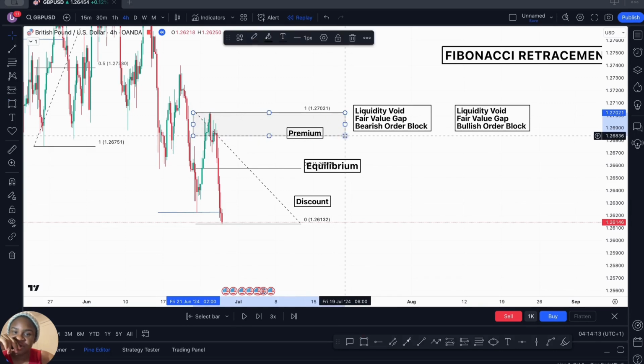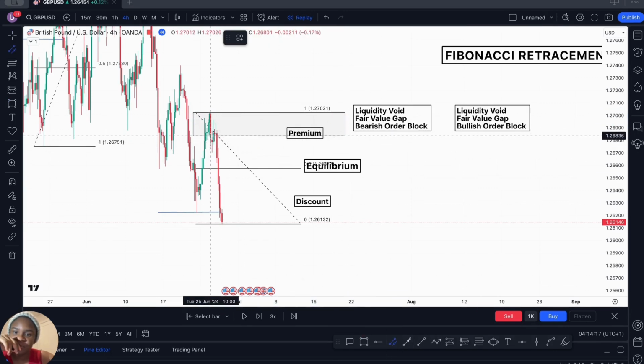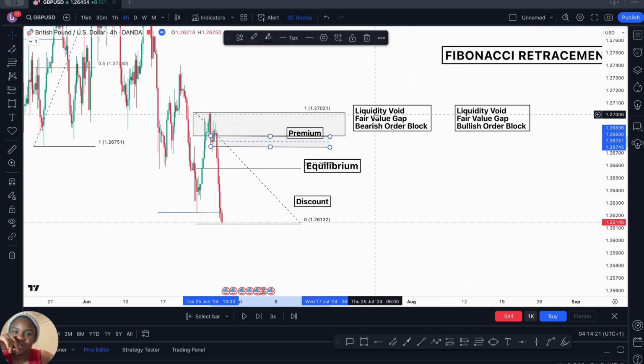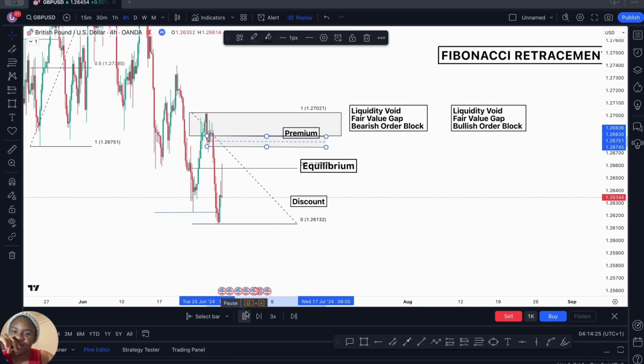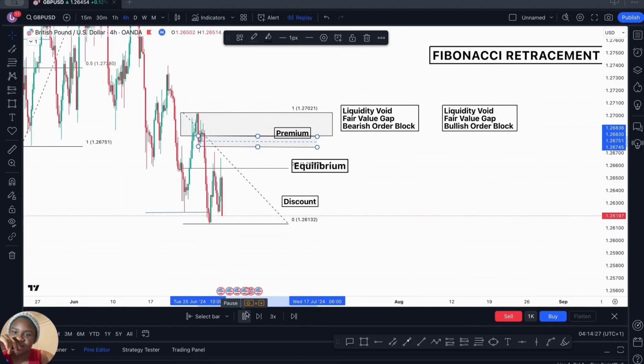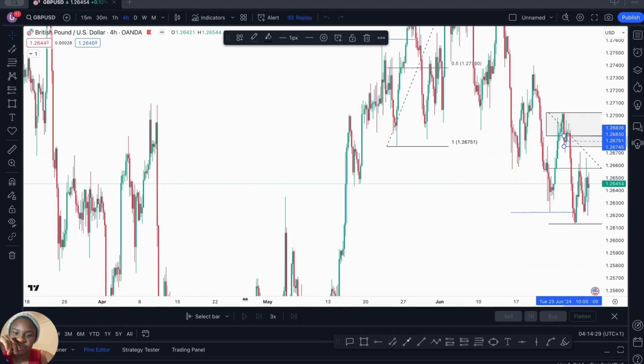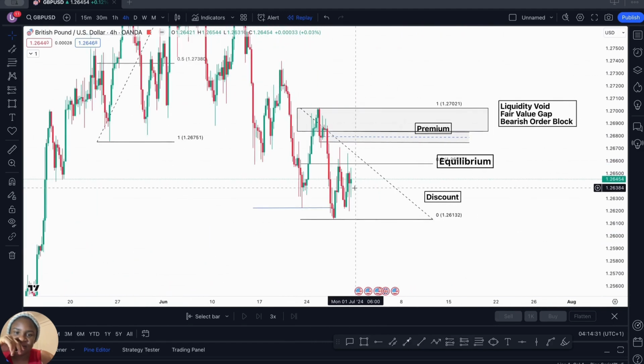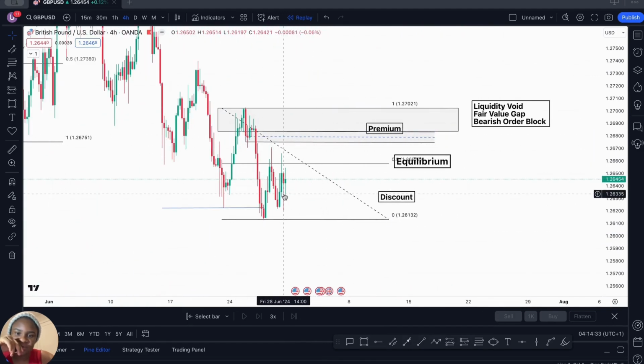If you do the PD array, order block in the premium we have here, fair value gap in the premium, and again liquidity void. No, it does depend on how you analyze your chart. It depends on how you analyze your chart. Okay. This market is the current one for the week, so I'm targeting here.